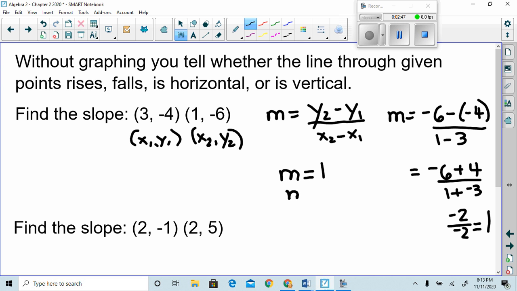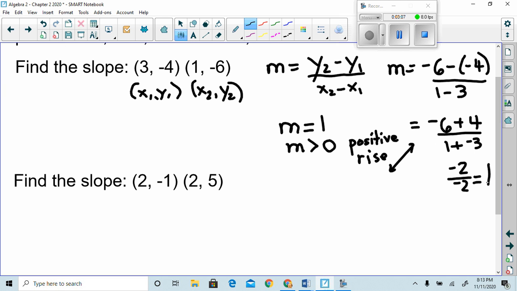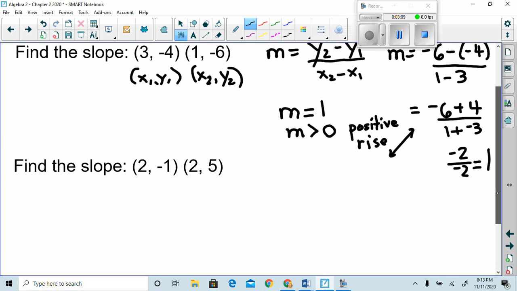Since m is greater than 0, we know it is positive. All right, that's pretty obvious. And we know that it's going to rise. It's going uphill. So we know something without even graphing it. We know that it's going to have this type of presentation.